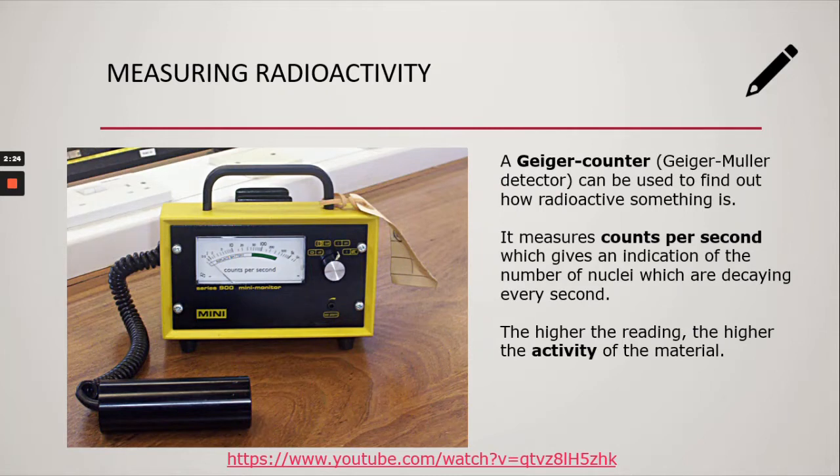So first of all, let's look at measuring radioactivity. A Geiger counter, also known as a Geiger detector, is named after the scientist who developed it. This can be used to find out how radioactive something is. It measures the counts per second, so you can see the reading on this one. This is probably a slightly old-fashioned looking one, but you can see it measures counts per second, and that gives an indication of the number of nuclei which are decaying every second. Every time there's a particle of ionizing radiation emitted, if it's detected by this detector, that corresponds to one nucleus decaying. And the higher the reading, the higher the activity of the material.